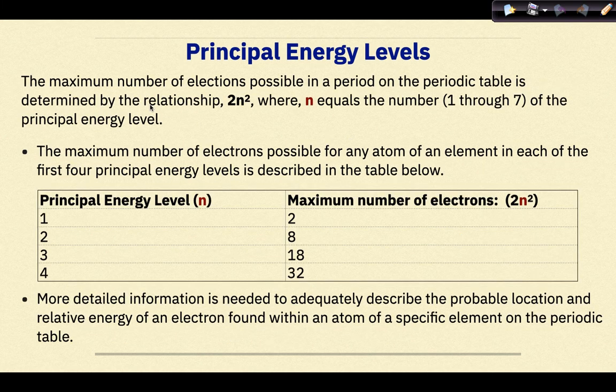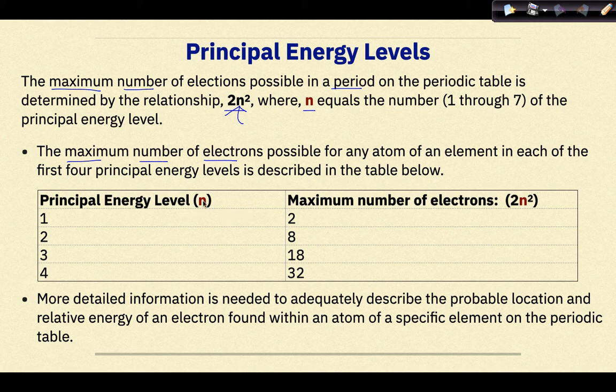Principal energy levels. The maximum number of electrons possible in a period on the periodic table is determined by the relationship 2n squared, where n equals the number, 1 through 7, of the principal energy level. And all of you should recognize this because you were taught this in Regents Chemistry already. The maximum number of electrons possible for any atom of an element in each of the first 4 principal energy levels is described in the table below.